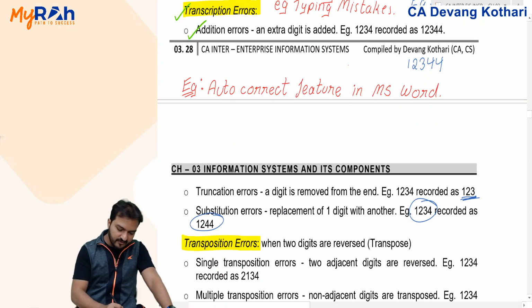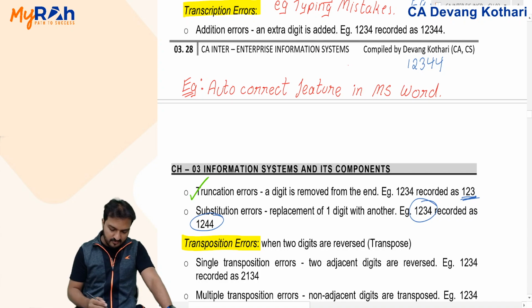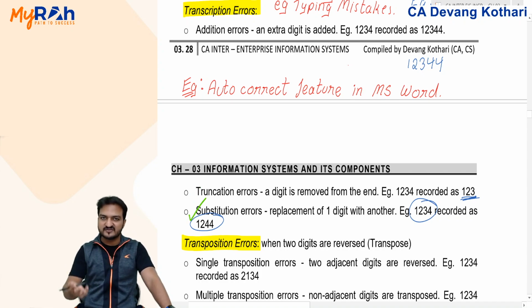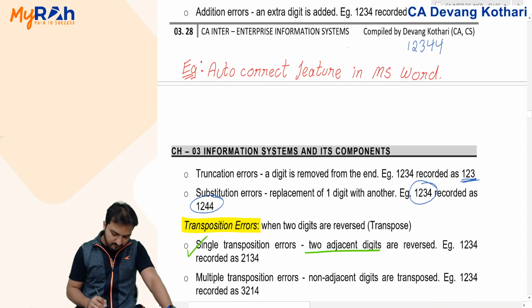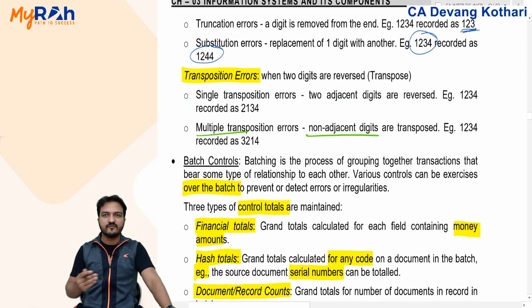Under transcription, addition means extra character was added. Truncation means some character was by mistake removed. Substitution means some character was substituted with some other character. Transposition error means the position of the characters in your typing was changed. Single transposition means two adjacent digits are reversed, while multiple transposition means two non-adjacent digits are reversed or transposed.